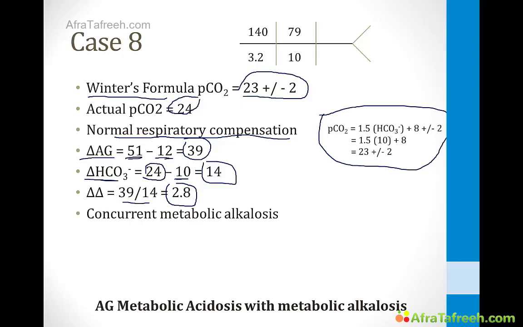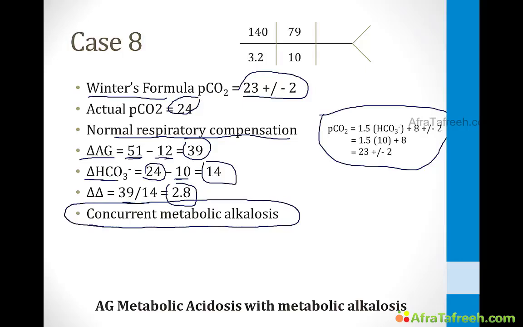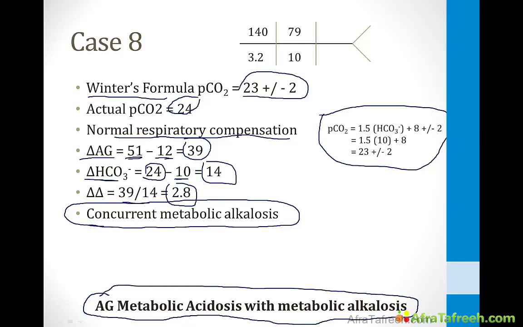And we discussed this in the other modules on acid-base disorders, but when you have a delta-delta ratio greater than 2, it means you have a concurrent metabolic alkalosis, which is what this patient has from vomiting. So this is an anion gap metabolic acidosis from lactic acidosis with a concomitant metabolic alkalosis from vomiting. And this is actually a very common clinical scenario that you can see in the hospital.